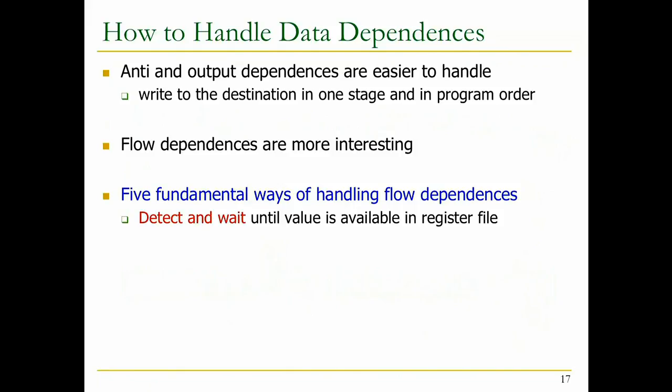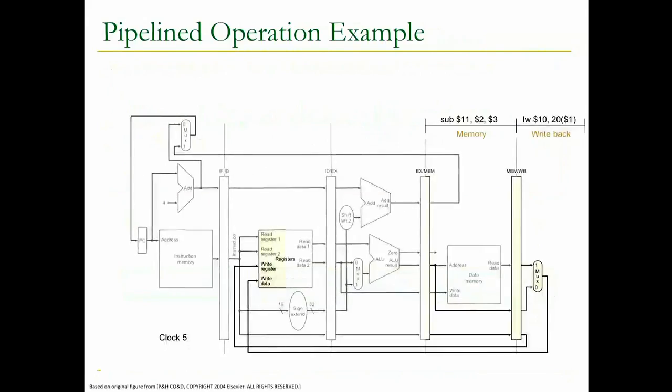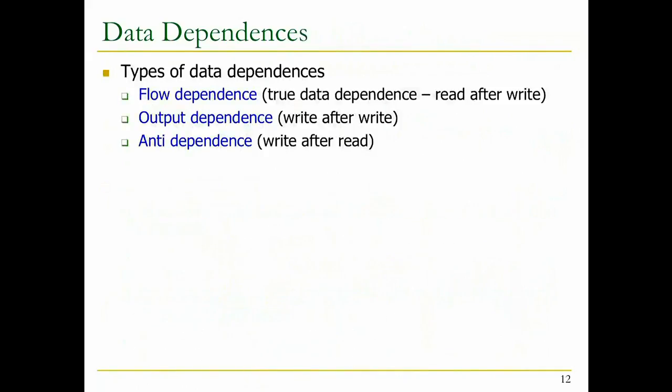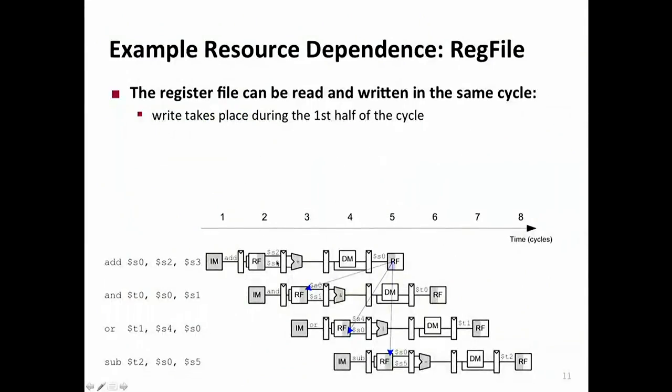One very primitive way is to detect the dependence and wait until the value is available in the register file. So there are 2 portions of it: detecting the dependence and waiting. Now, this may not be the high performance way, because if we go back over here to this little picture that we had, yes, this incorrect picture. Basically, this add writes its results to S0 in the register file in cycle 5.